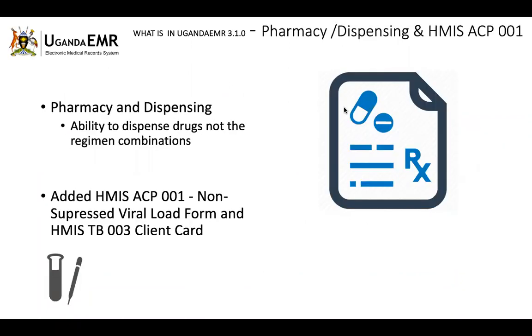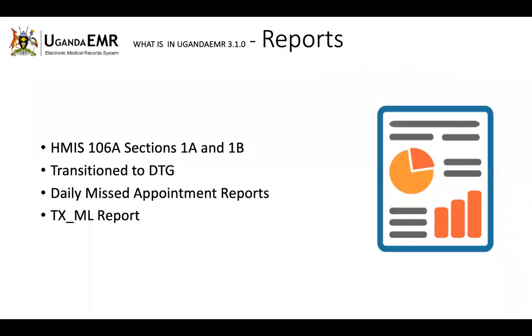We have added some reports. Some of them, you realize that previously we didn't have the 106A, that is 1A and 1B. So currently it is available. We request that you look at it and provide feedback. We have also added a report for people that have transitioned to DTG, because you realize there was a strategic shift to providing clients with DTG, and for M&E purposes, we've provided that report that in any particular period in time, you can easily ask for people that have transitioned to DTG.